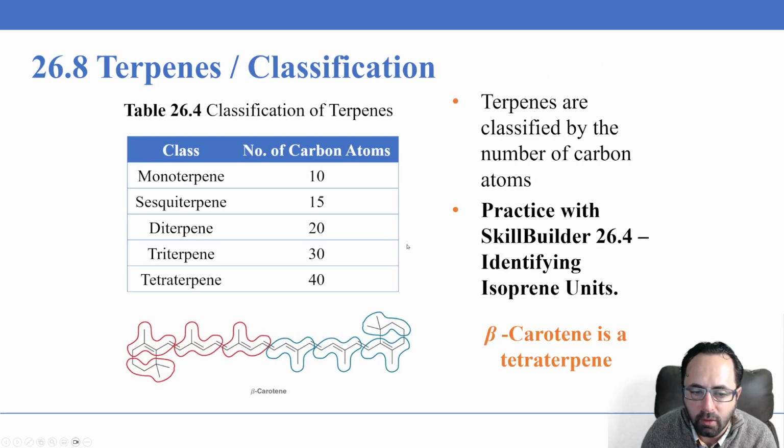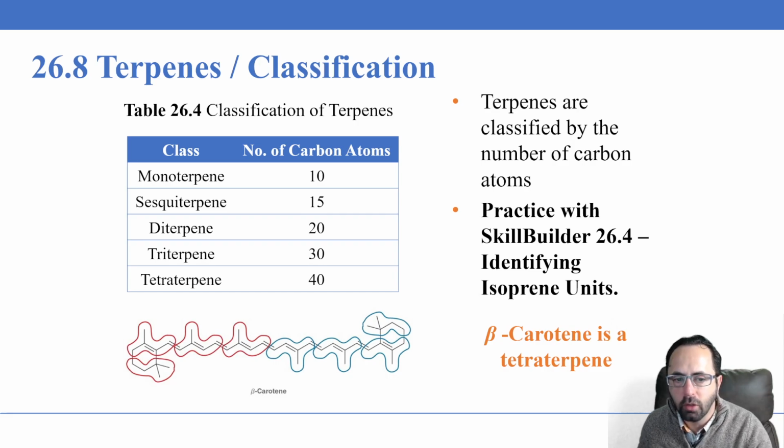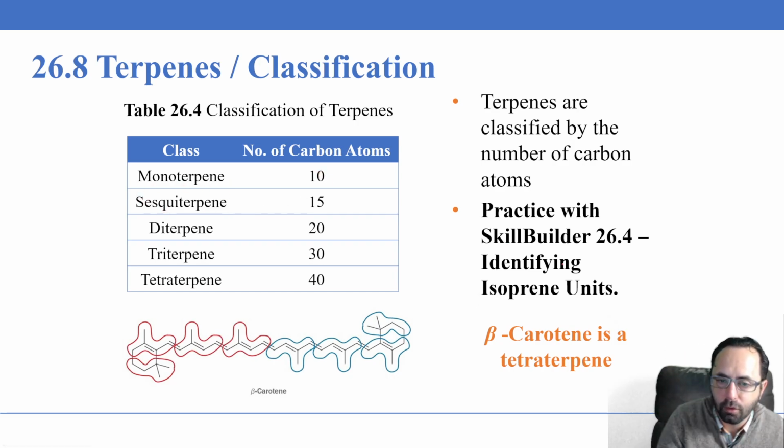In terms of the way terpenes are classified, they're classified based on their number of carbon atoms. So a monoterpene, meaning it comes from 2 isoprene units joined together, has 10 carbon atoms. 2 times 5, so it's 2 units. Sesquiterpene is 3 times 5, it's 3 units. Diterpene, 4 times 5, it's going to be 4 units, and so forth. Triterpene, 6 units, 6 times 5.